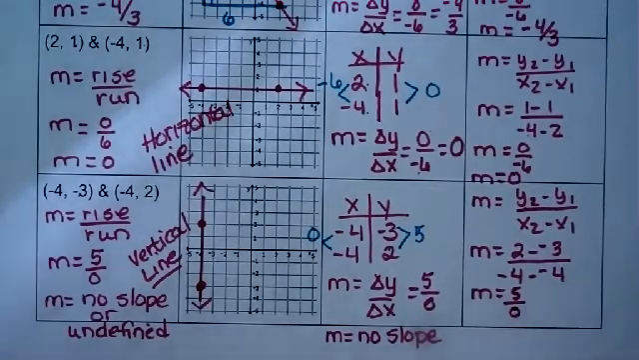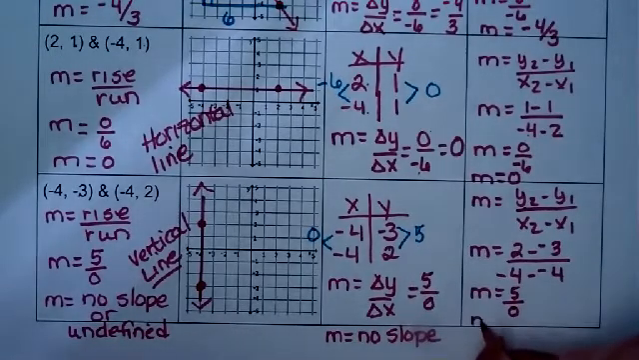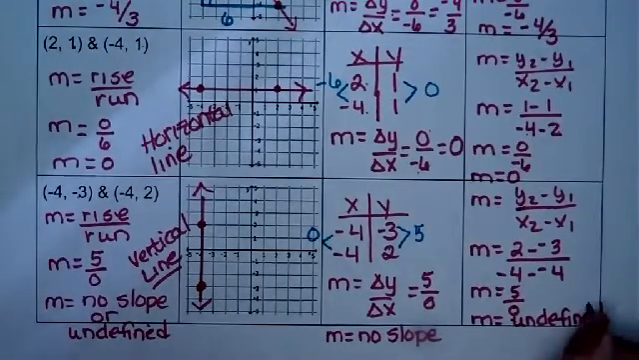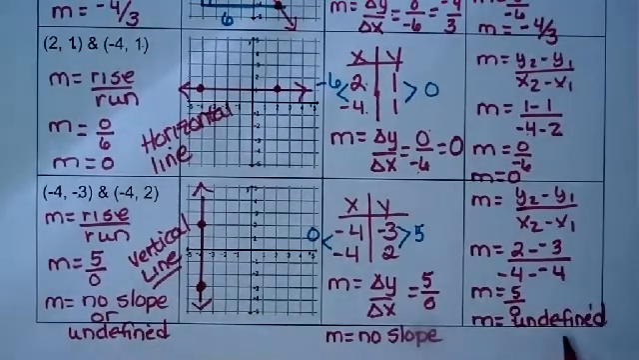But we know we cannot have 0 in our denominator, so we would come right here and say that it's undefined. Now, yes, I purposely did that. Sometimes people will say it's an undefined slope. Sometimes people will say it's no slope. They're never going to say it's both at the same time. They use one or the other because these are synonyms. Okay? You can use either.